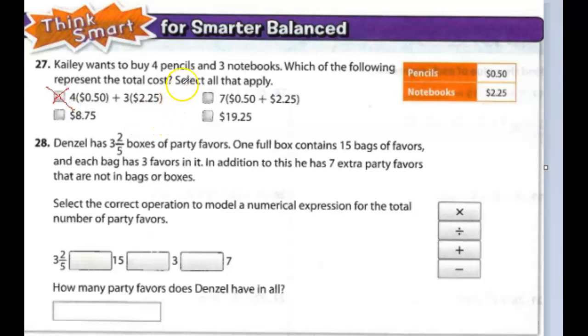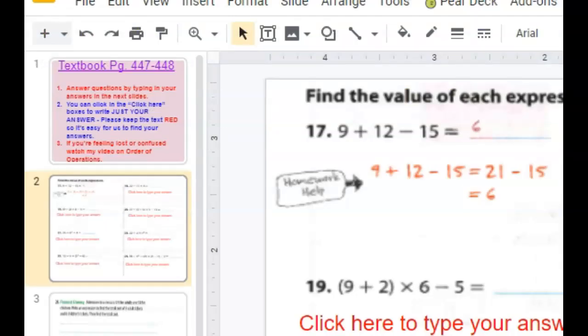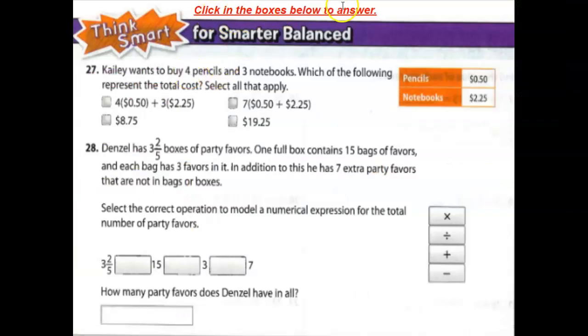And actually, in your homework, if you go to the textbook, notice it says click in the boxes below to answer. So we were on this one, and we said X. That is one of our answer choices, right? The other one says 7 times 50 cents plus $2.25. Would that work out to be the same thing? It's for you to tell me, not me to tell you. $8.75 or $19.25. So maybe you work it out and figure out if these are right. I give you one answer choice already.